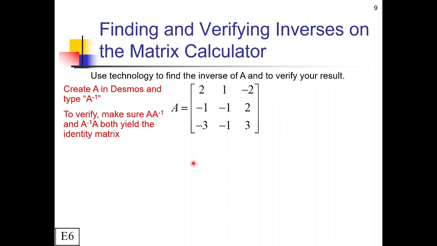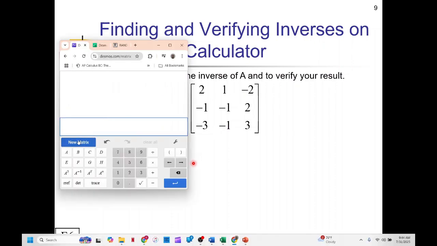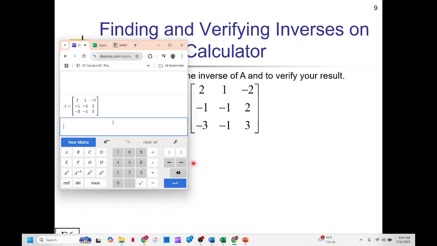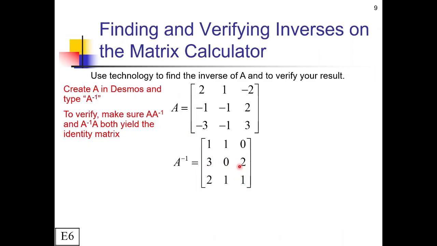All right, let's go to the matrix calculator. So let me do new matrix, make it a 3 by 3, and just put all those numbers in. So 2, 1, -2, -1, -1, 2, -3, -1, and 3. There we go. And then we're just going to go down here and literally type A, and then that gives us the original, and then exponent -1. There's also a little -1 button you can press there if you like. So this is our inverse matrix, supposedly. So we've got 1, 1, 0, 3, 0, 2, and 2, 1, 1, all of that stuff.